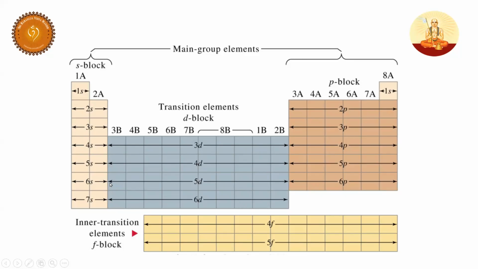Here, after 6s, you have 4f. What are the elements? Cerium to lutetium, so 58 to 72. Similarly, after 7s, you have 5f elements, actinides, 89 to 103. 103 is lawrencium. So this is how you can learn all the elements in the periodic table.